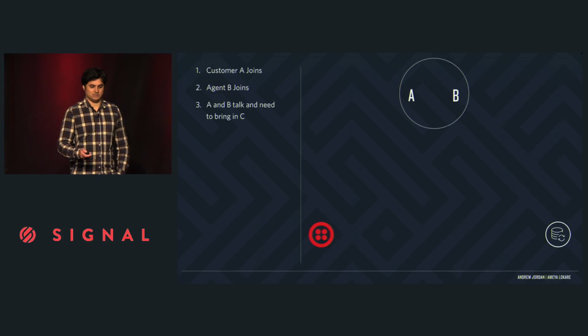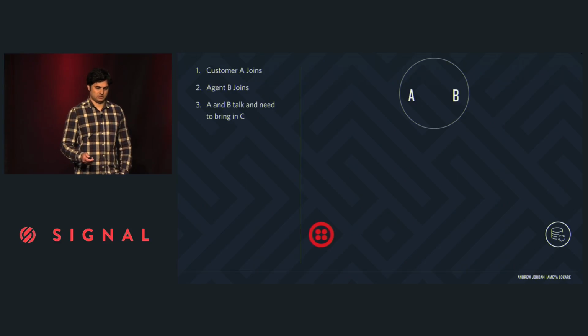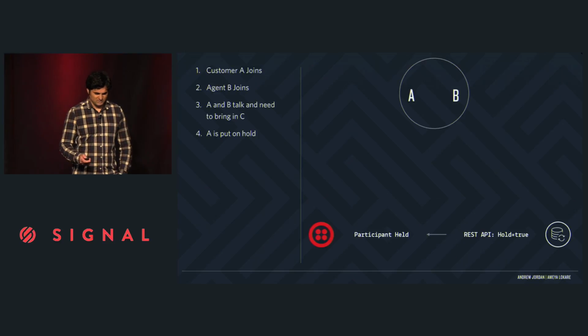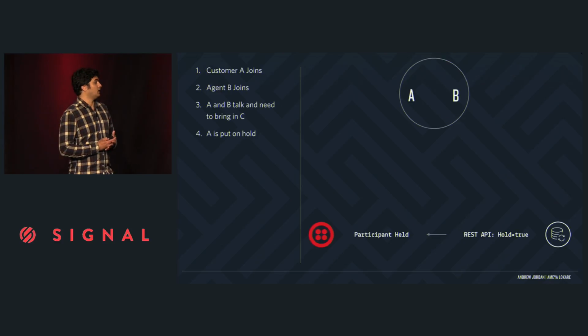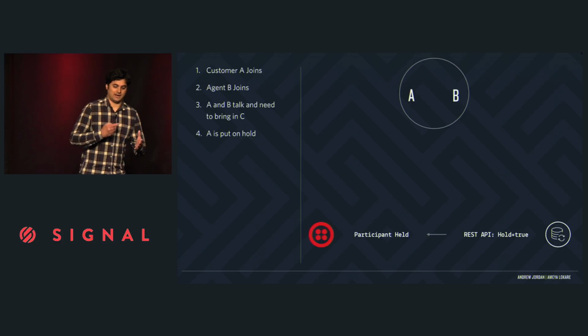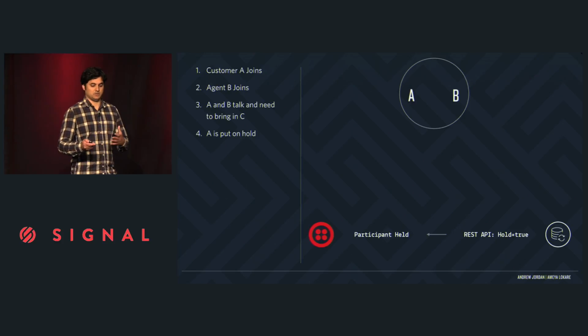As we saw, the conversation didn't go too well, so we decided to bring in the escalation manager or supervisor. So the customer is then put on hold using the REST API I mentioned with hold equals true as the parameter. And your application will also get a participant hold event at this point in time, so your application can know what state each participant is in.